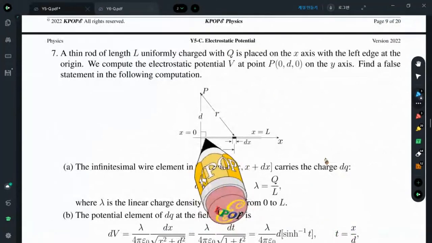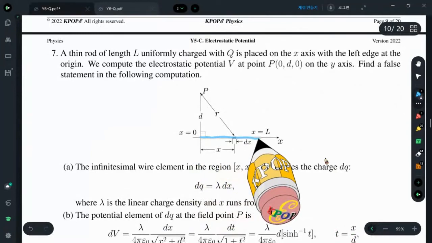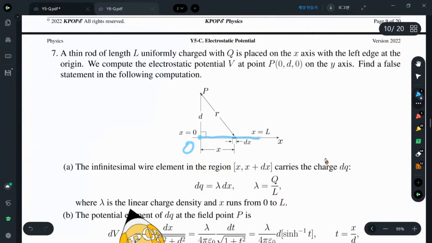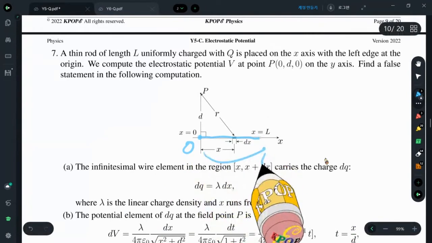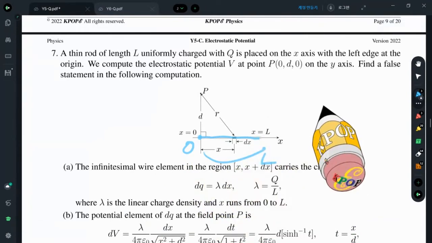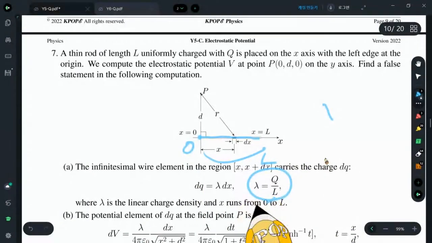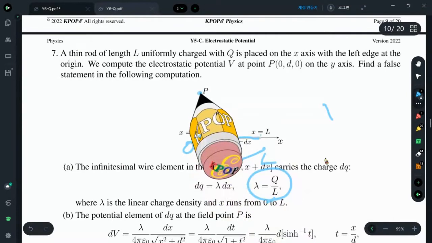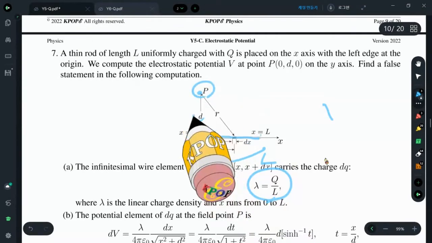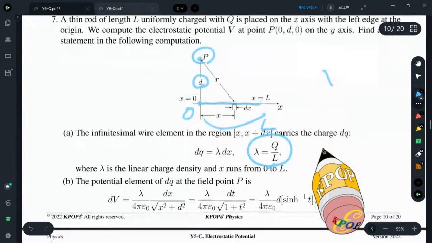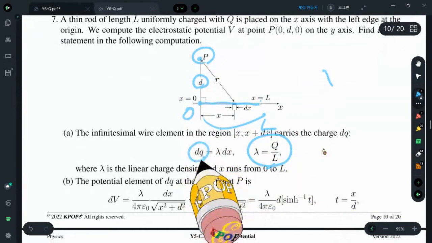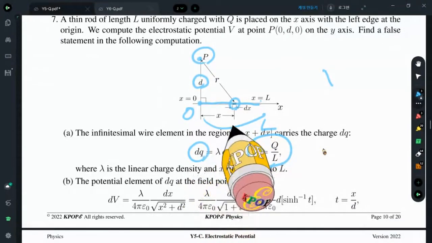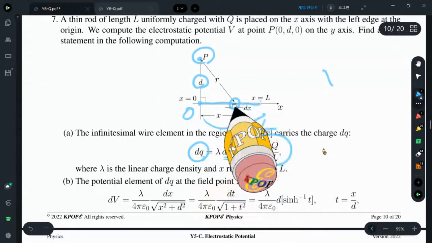We have a charge distribution along a straight wire, and one end point is at the origin, and the length is L, uniformly charged. This is the linear charge density. And we choose a field point here, P, with the distance D. Then the charge element can be computed as dq equals the density multiplied by the thickness.